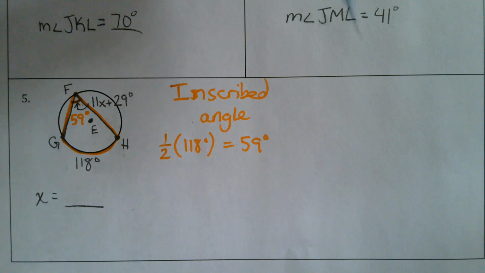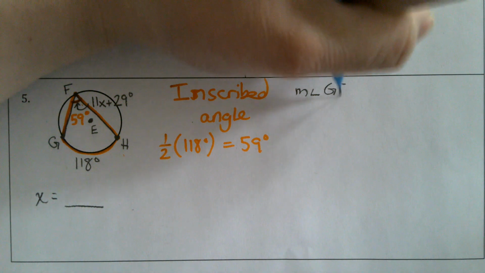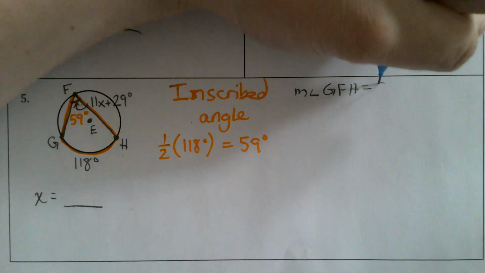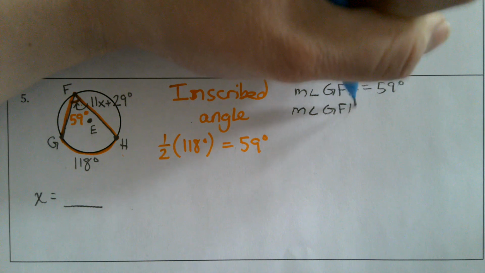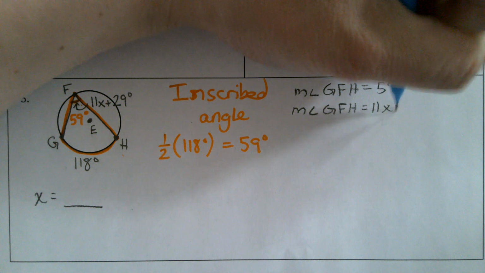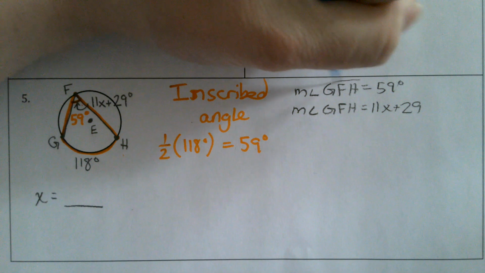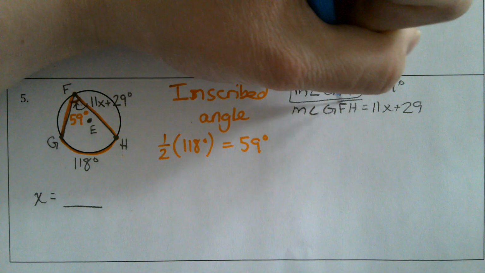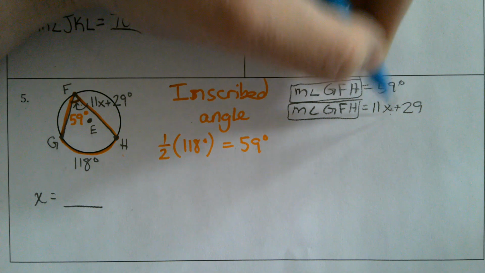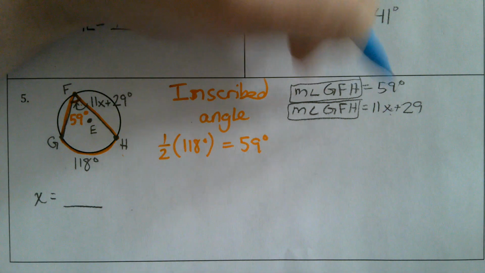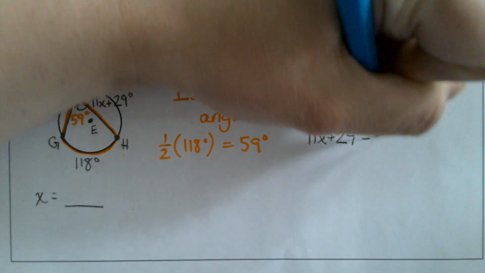So, we know that the measure of angle GFH is 59 degrees. We just figured that out. And we also know that it is 11x plus 29. And this is just because the problem told us it was. Since both 59 and 11x plus 29 are equal to the same thing, they have to also be equal. There's no other way it could be. So since these are equal, we have 11x plus 29 equal to 59.